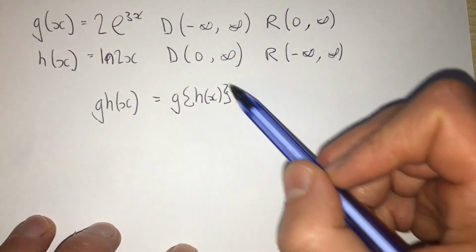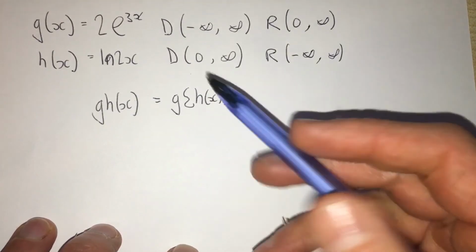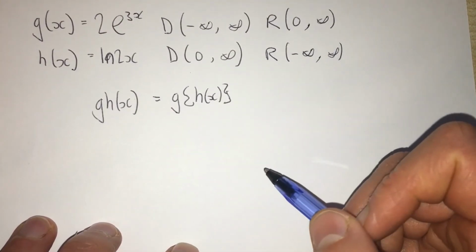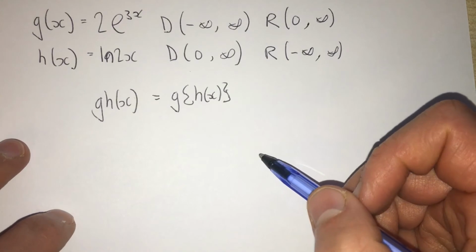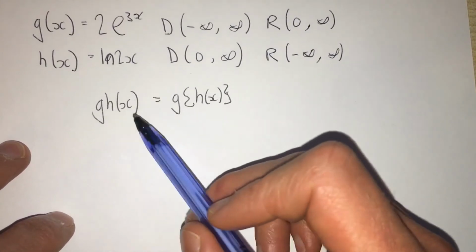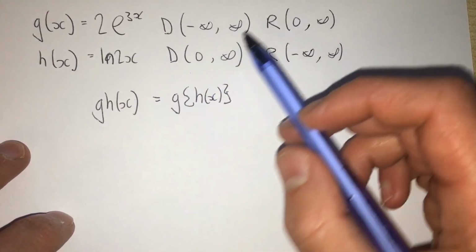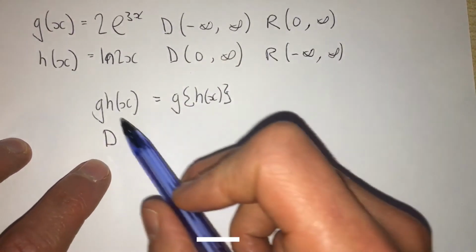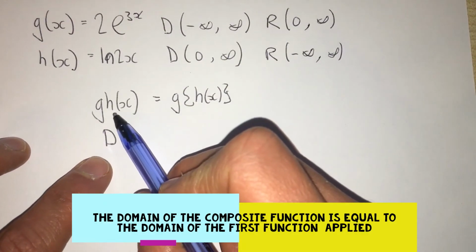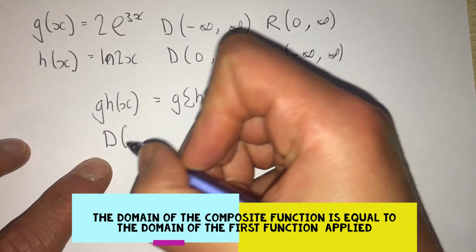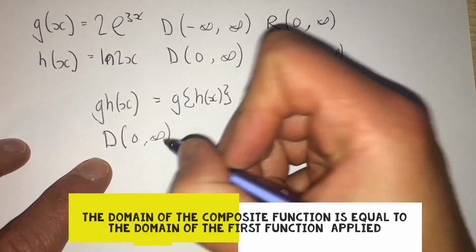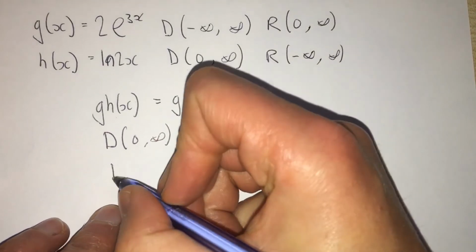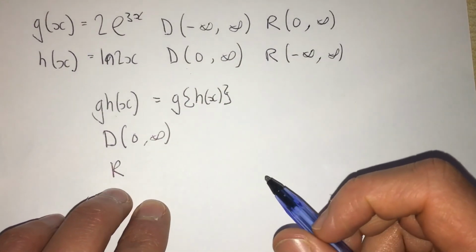So we know this function exists, but what is it, and what are the domain and the range of this function? Well, we can look at the domain and range of this composite function just by considering these. So the domain of gh of x is the domain of h of x. So we got that straight away, 0 to infinity. The range takes a little bit of thought.